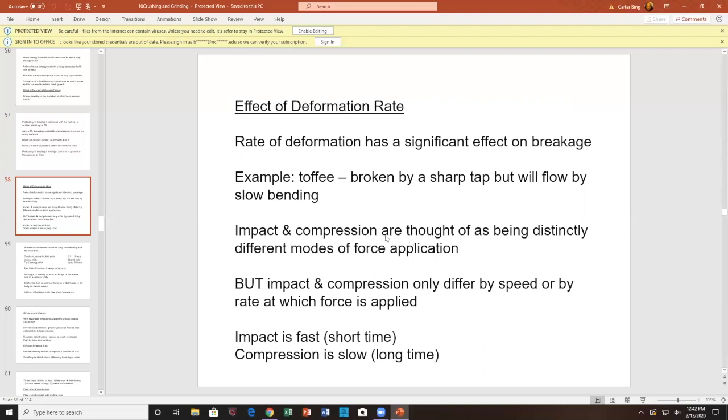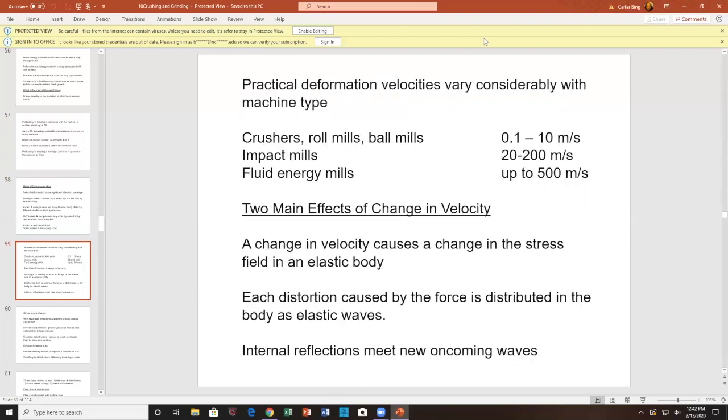Impact and compression are thought of as being distinctly different, but no, they're not. It's just a matter of speed. Impaction is very fast. Compression tends to be slower. And we have some practical velocities varying considerably with the type of machine. Roll crushers, roll mills, ball mills might be 1 to 10 meters a second. Impact mills, 20 to 200 meters a second. High energy mills, 500 meters a second.